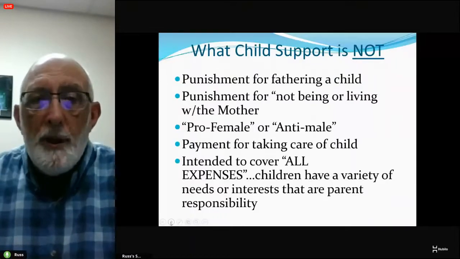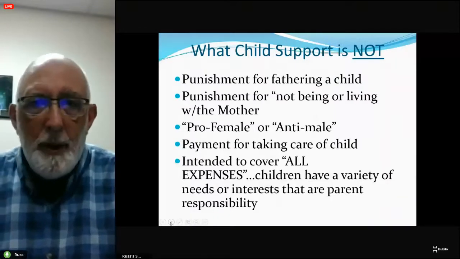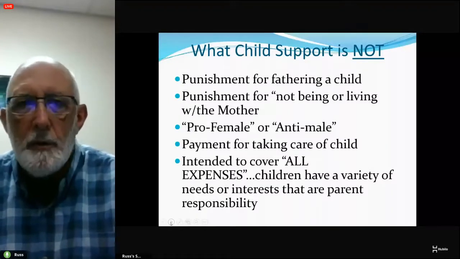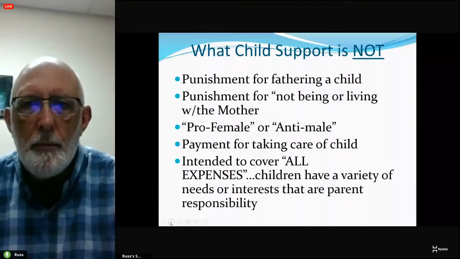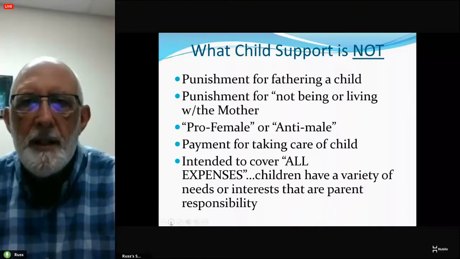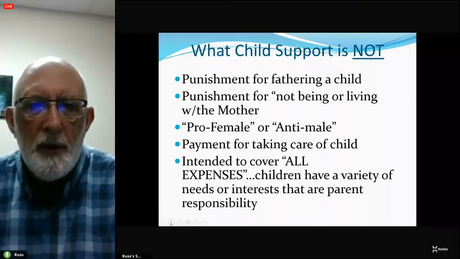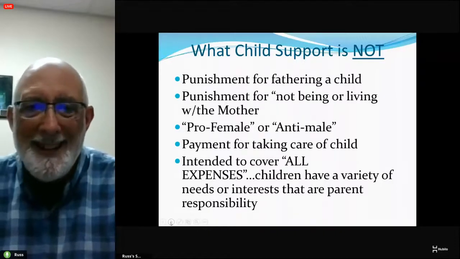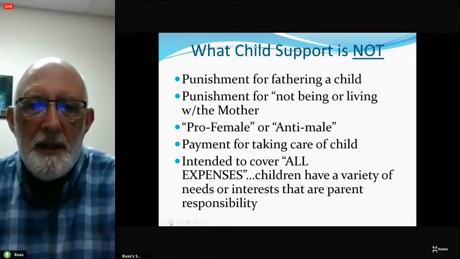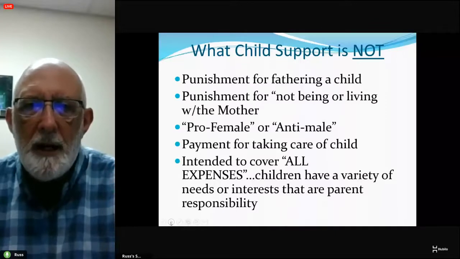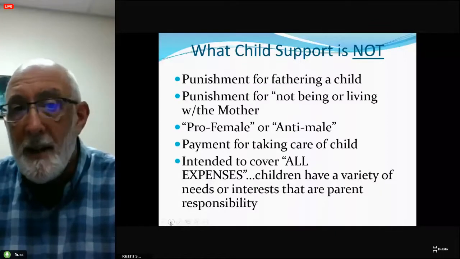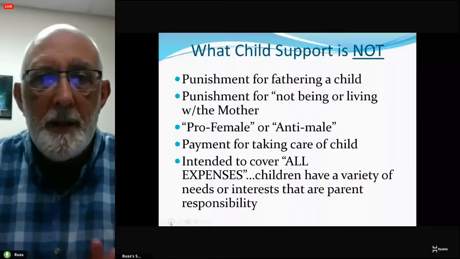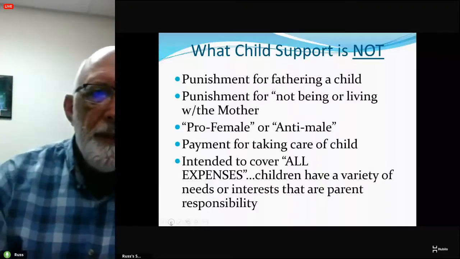What child support is not. It is not punishment for fathering a child. It's not punishment for a child, or for me as a father, not being with or not living with the mother of the child. It's not pro-female. It's not anti-male. It's monies that are designed and ordered by the court for taking care of the child, that balancing of the income level between the two homes.